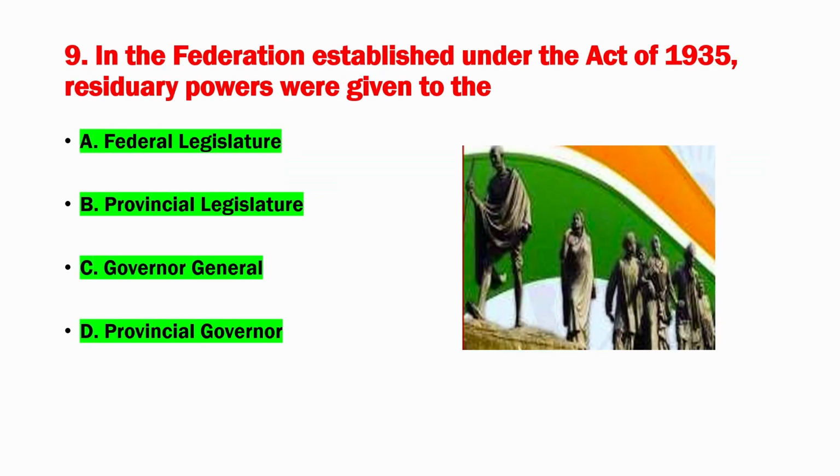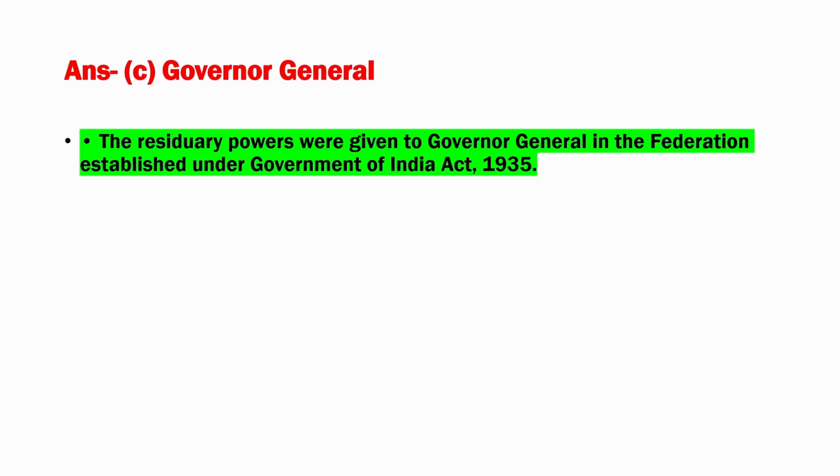9. In the federation established under the Act of 1935, residuary powers were given to the. The correct answer is C, Governor General. The residuary powers were given to the Governor General in the federation established under the Government of India Act 1935.